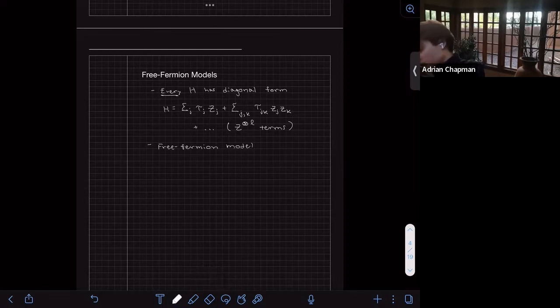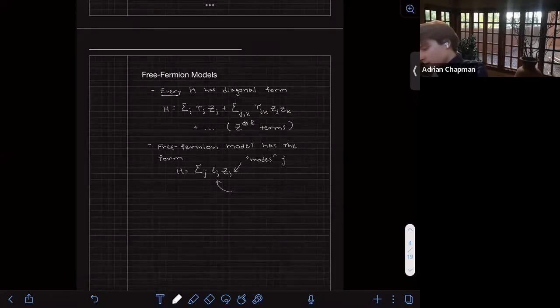Model. We refer to these indices as labeling what we call the modes, the free fermion modes. And these coefficients are what we call the single particle energies.